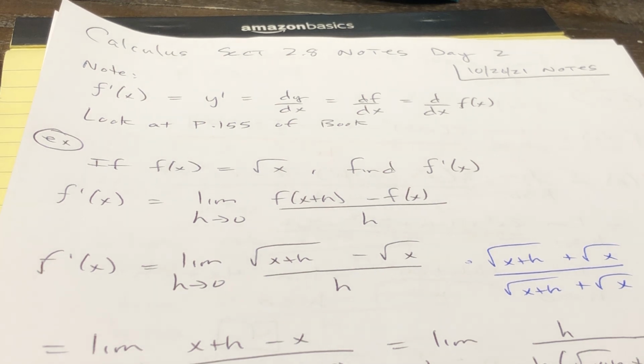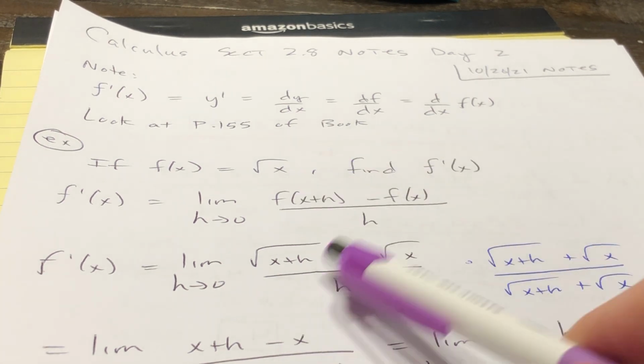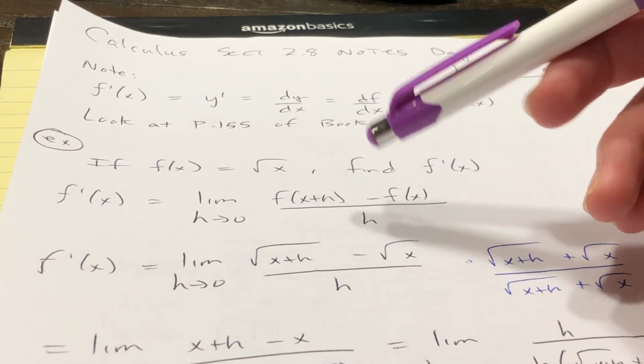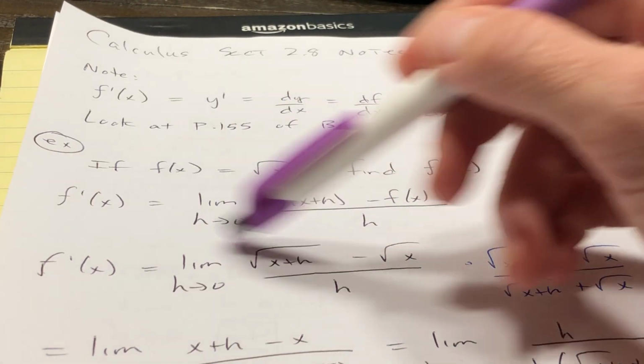If f of x is equal to the square root of x, find f prime of x. We are using the limit definition. I sent you yesterday the rest of the documents for chapter 2. You've got the quiz review, and then you've got the exam review. At the end of the exam review, there are so many questions you can practice. It gives you the formulas you're going to have to know, and this is one of them: the limit definition of a derivative.